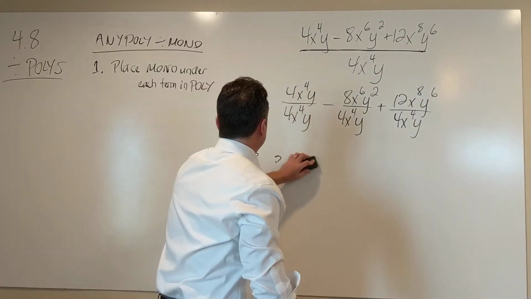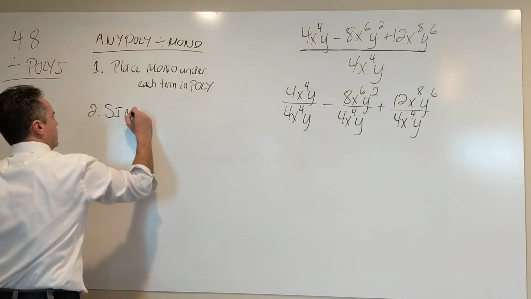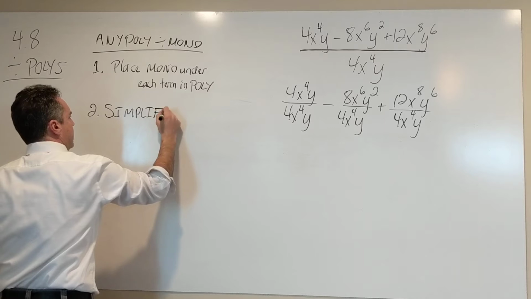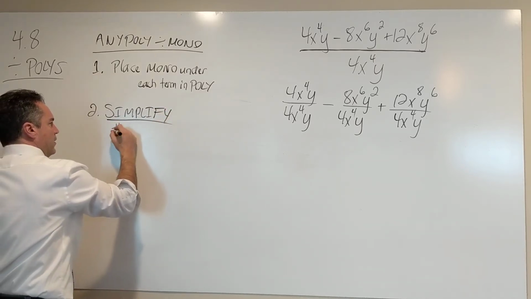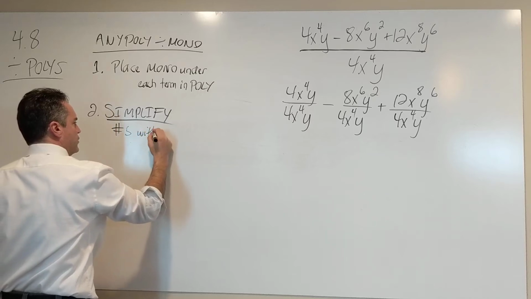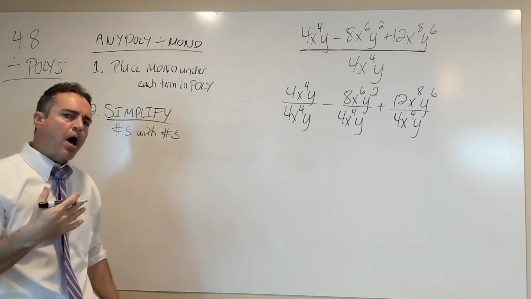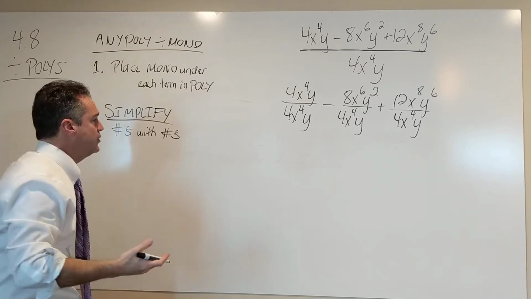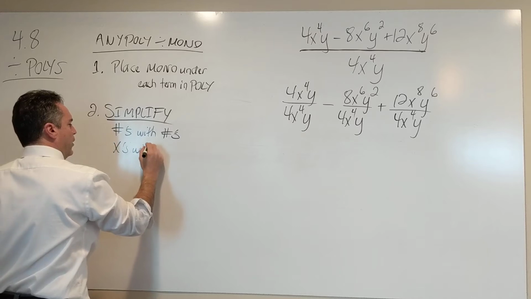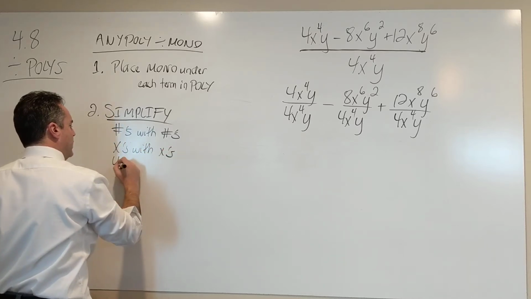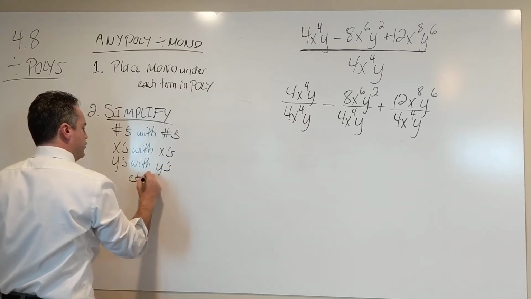The next thing we do is that we simplify, okay? We simplify. And pretty cool here. Numbers go with numbers. Why is this pretty cool? Because this is the exact same concept that we taught and talked about with multiplication of polynomials. Okay? X's go with X's. Y's go with Y's, and etc.